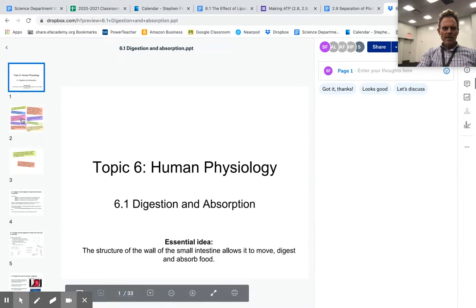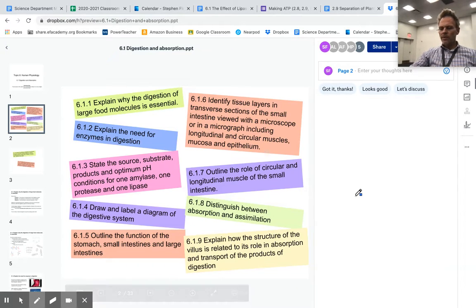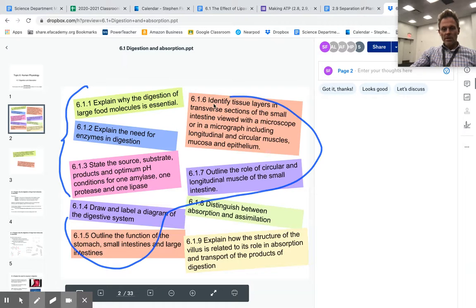This topic is divided into, I would say, three sections. So there's the first part that are the enzymes. All of these are talking about why we need to digest, how enzymes help us do that, and also some specific ones. Then this next part here is kind of like the parts. So all of this is like draw and label, what do they do? Also looking at some of the smaller parts of the digestive system, so looking through microscopic slides.